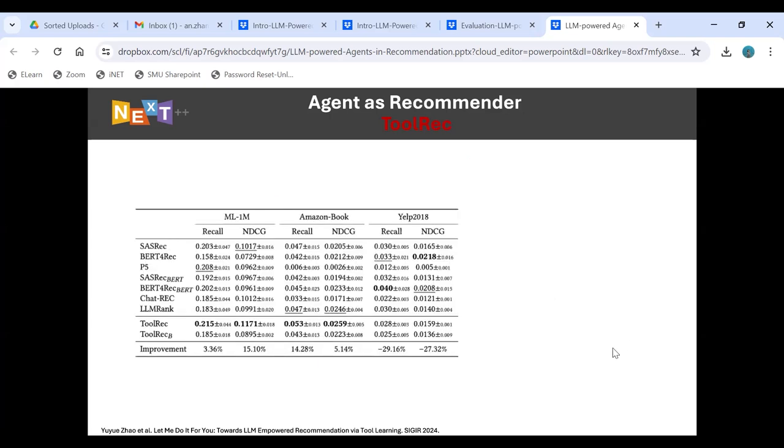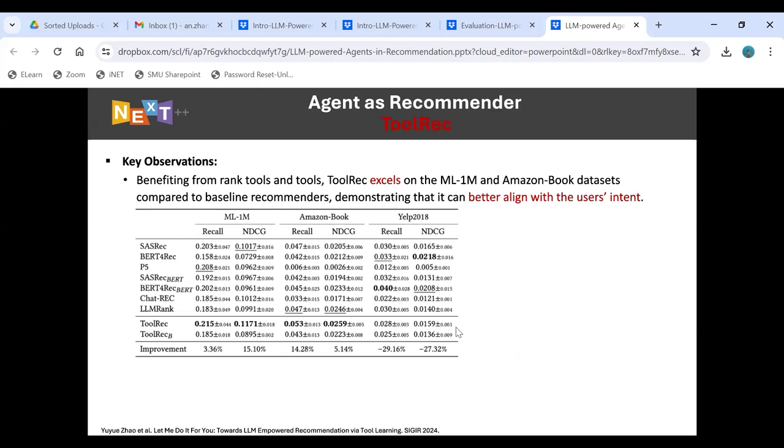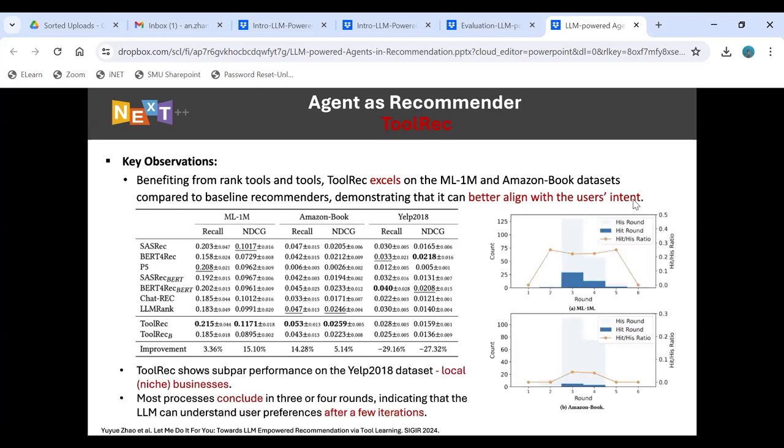items. The results show that, first of all, benefiting from 2 tools, the tool rack can achieve a better performance on MovieLens and Amazon. This demonstrates that the tool rack can better align with the user's intent. And we found out also in Yelp 2018, the tool rack shows a super bad performance.